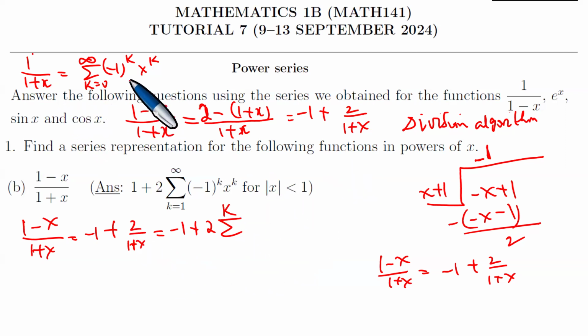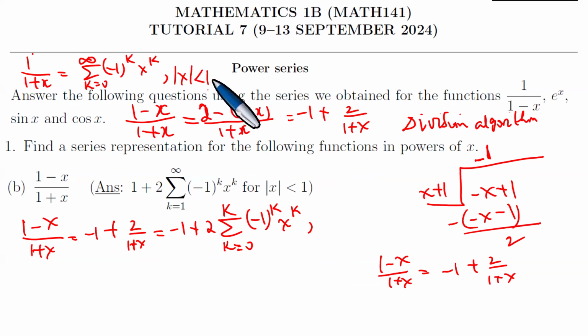So now, here you have the 1 plus x. The 1 plus x has a -1. So that one is going to have the summation of -1 to the power k, x to the power k. And this one is always convergent, by definition in the formula, when the modulus of x is less than 1.